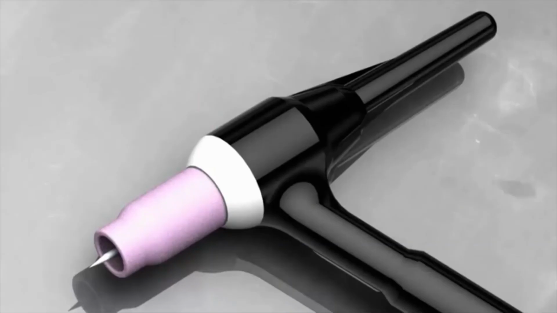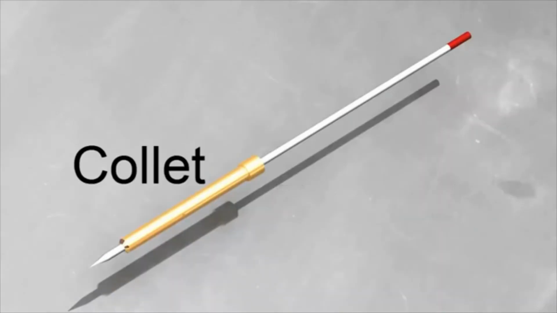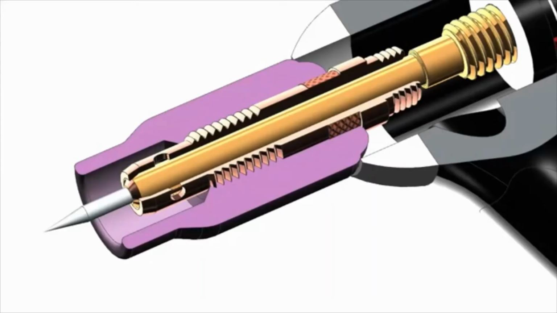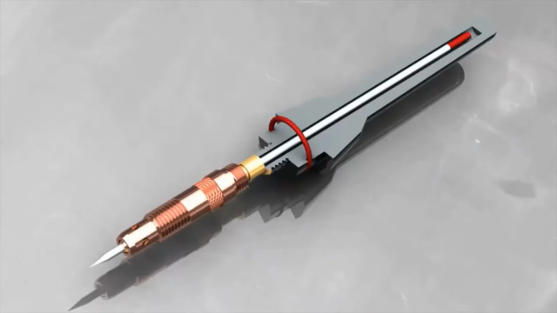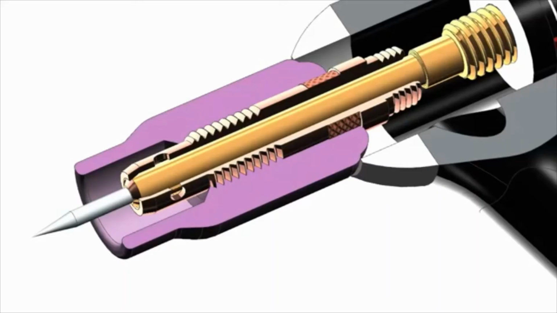So here's the tungsten electrode being held in a TIG torch. The electrode slips into a collet, and the collet tightens up against the collet body. You can adjust the length that the electrode sticks out of the holder by loosening up the end cap. When you tighten the end cap, the collet clamps down on the electrode.